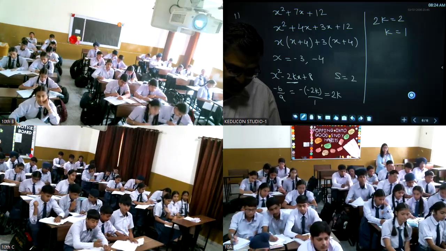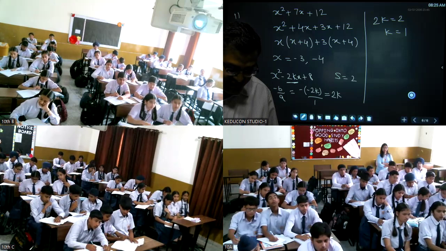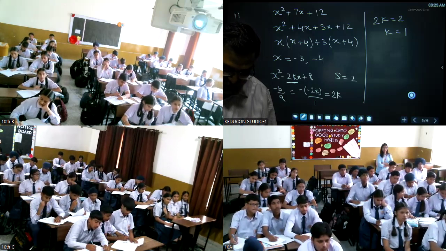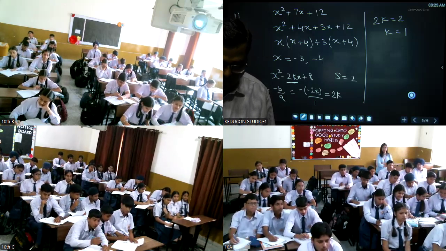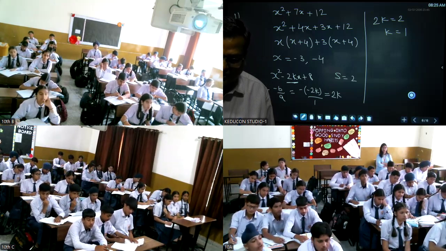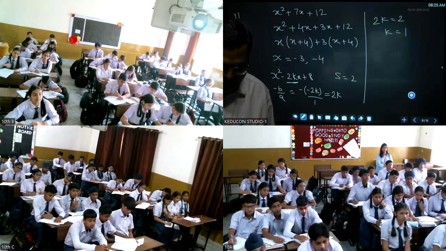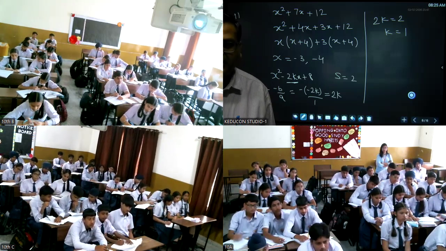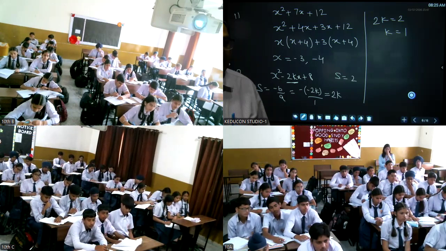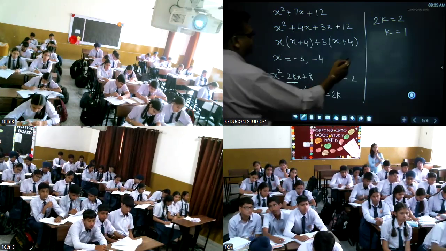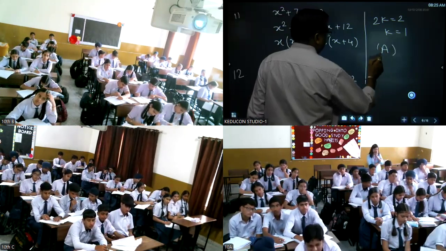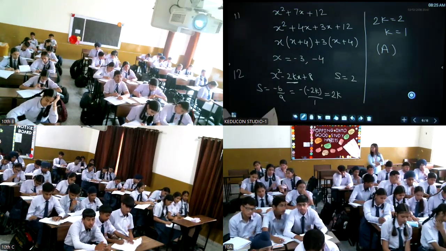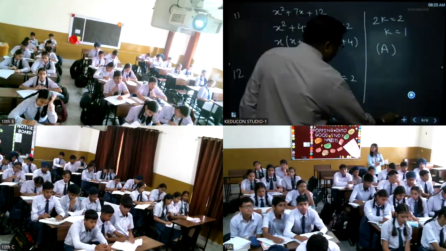Yes or no? Now, reason: the sum of zeros of a quadratic polynomial is given by minus b by a. This is the correct explanation also. We have used this concept, students. Yes. This will be A option. So, next question.